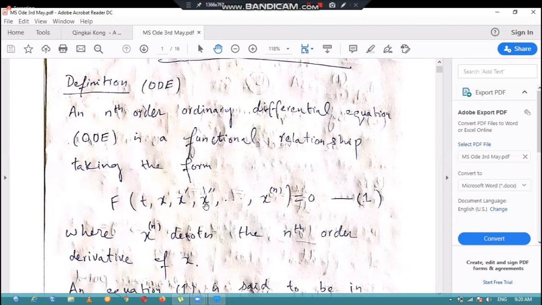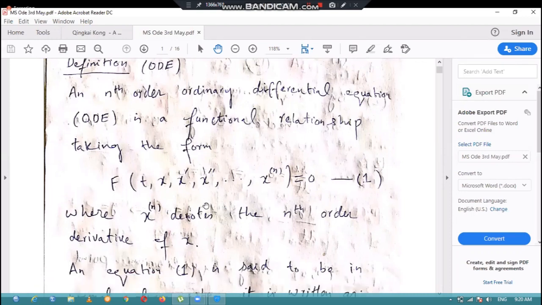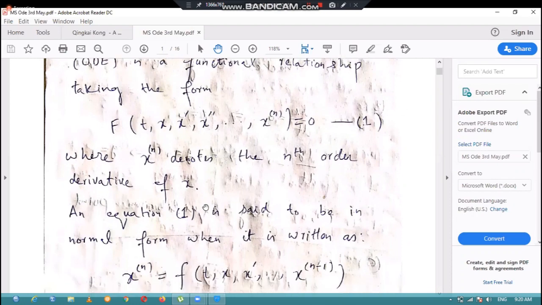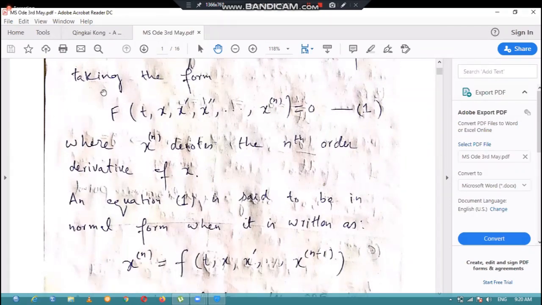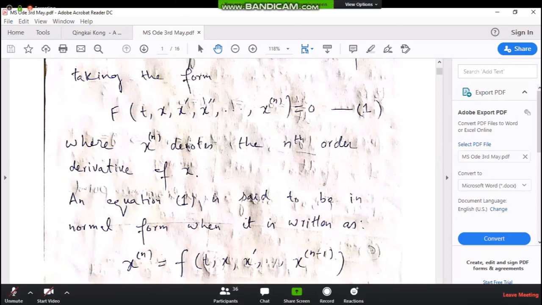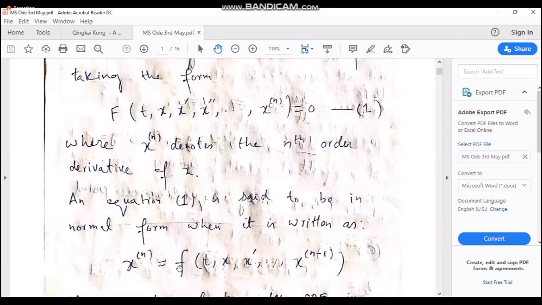order derivative of the x, and equation 1 is said to be the normal form when it is written as, अगर हम equation number 1 को, ये implicit form है और this is the explicit form, अगर हम इस equation को इस form में convert कर लें तो then it is said to be the normal form of this equation 1.